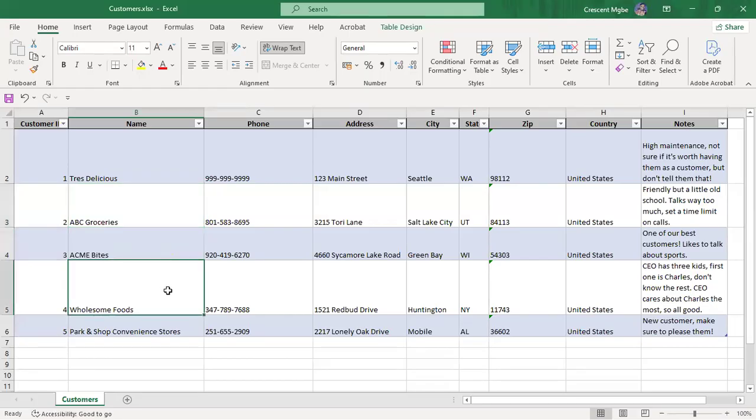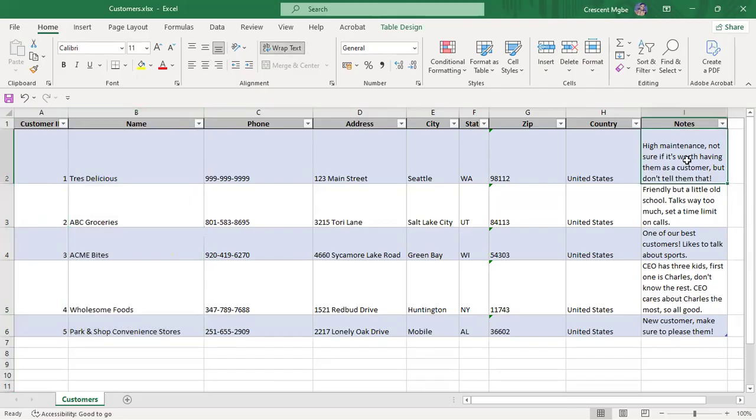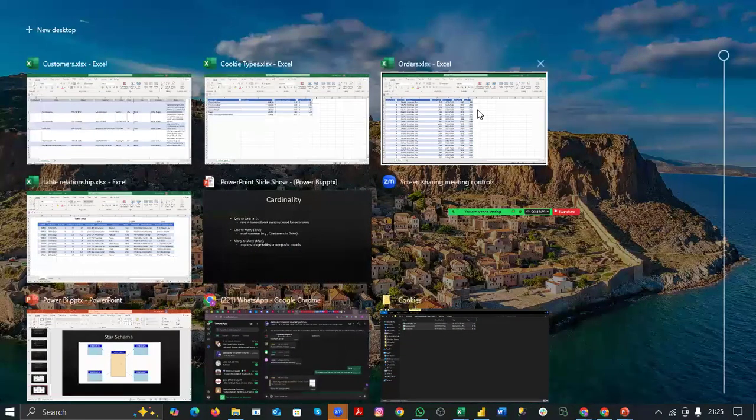Wholesome Food, a business name. Pack and Shop Convenience Store. These are different stores, right? So these stores buy from them, and there is information about each of these stores. And each of these stores is located in the United States. So can you now see the relationship between them?